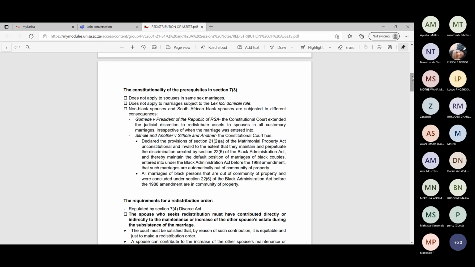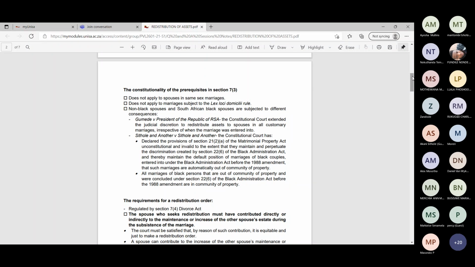For spouses who are subject to the lex loci domicile rule, that is, if you are married to a husband whose domicile is not, or at the time of marriage was not, South Africa, this principle is not going to apply unless the husband's domicile country also has the provision of redistribution in its own laws. And again, when it comes to black spouses who are married in terms of civil marriage, this provision is not applicable to them, but black spouses who are married in terms of the customary marriage, redistribution is applicable to them, and it does not matter when they entered into the marriage.